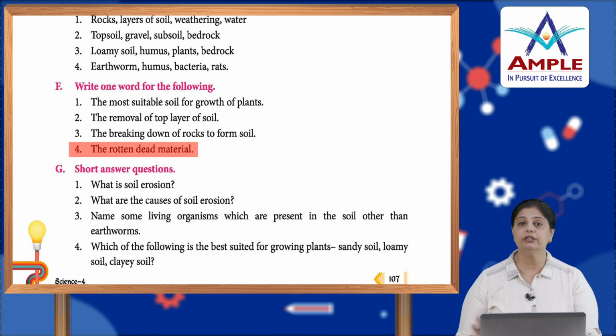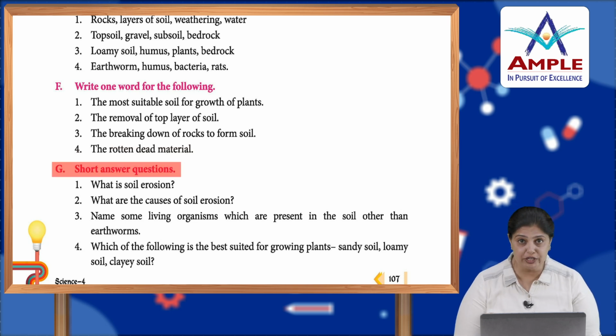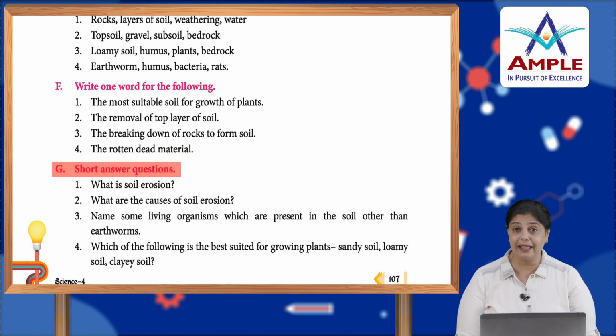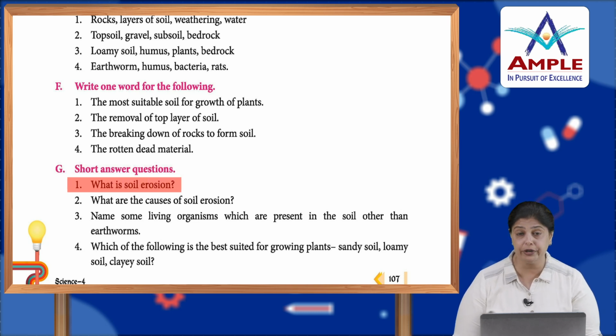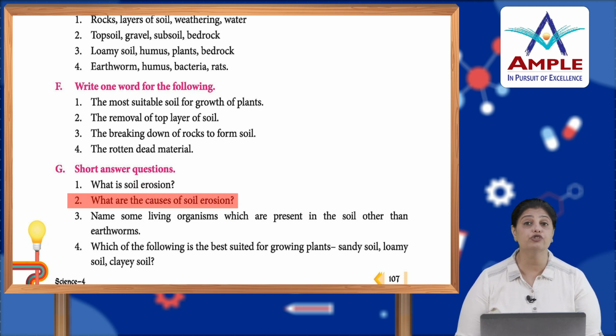So, children, now it's time for short answer questions. You have to read the chapter and then quickly answer these questions. What is soil erosion? We've already done this in the objectives, so you have this answer handy. It is known as the removal of the top layer of soil. What are the causes? How does soil erosion happen? Just write in short.